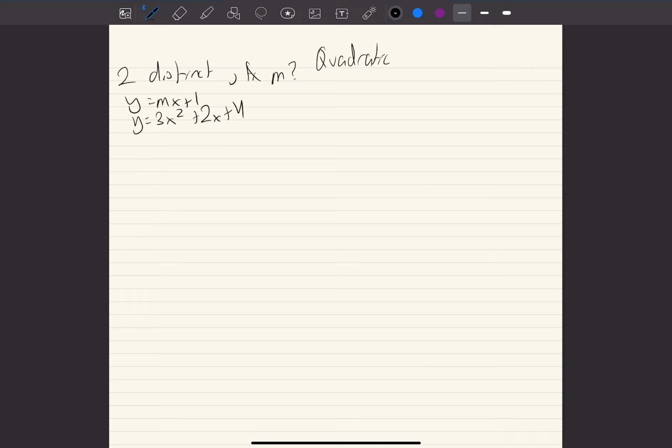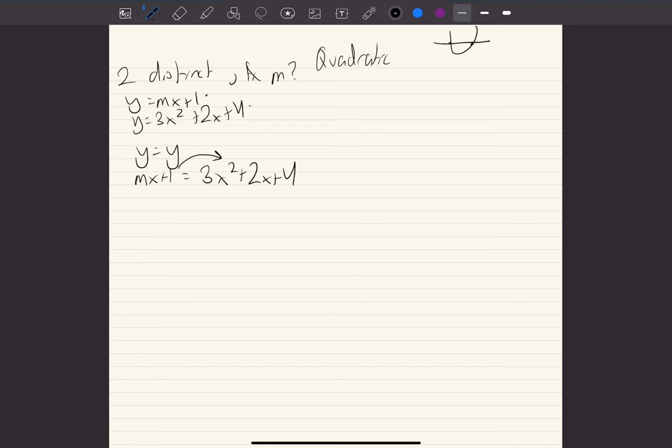So the question states that this line over here intersects this curve at two distinct points, at two separate points like this, right? They're not asking us the coordinates of intersection between these two graphs. They're asking us the range of values of m. So the first step is equating these two equations together. mx plus 1 equals to 3x squared plus 2x plus 4.